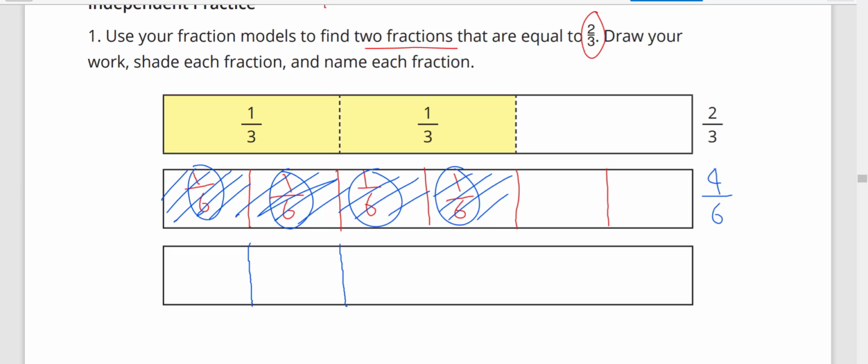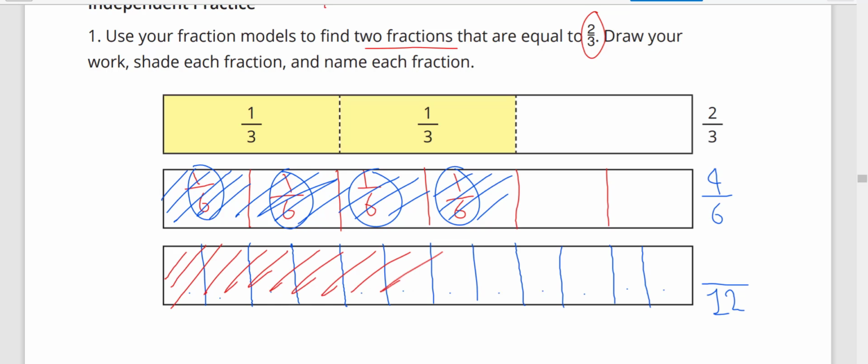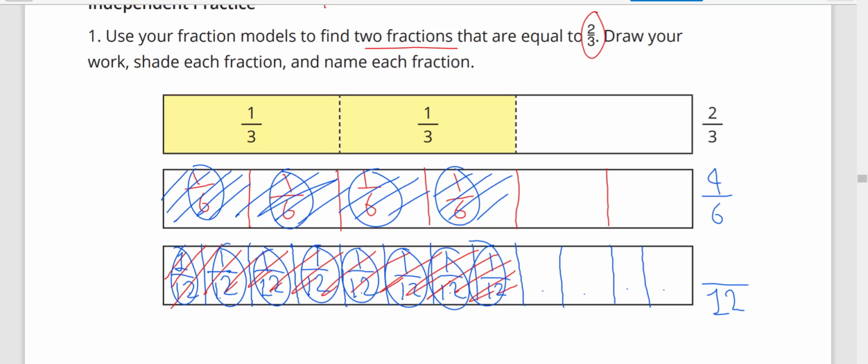Here, we can divide one whole into 6 equal parts. Then divide each part into 2 equal parts. Here we have 12 equal parts. Okay, how many parts equal 2/3? All this part equals 2/3. Each part is 1 over 12. So how many twelfths equal 2 over 3? 1, 2, 3, 4, 5, 6, 7, 8.